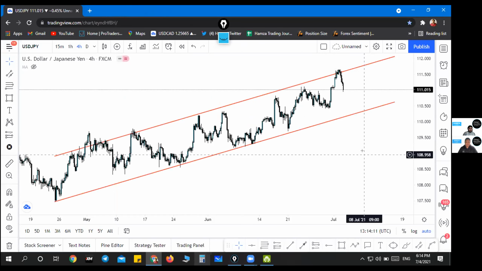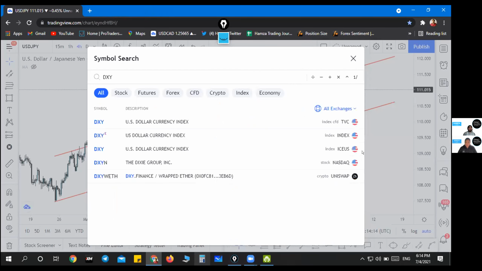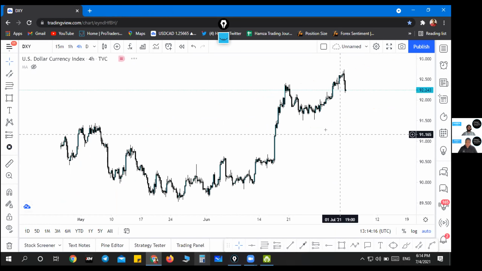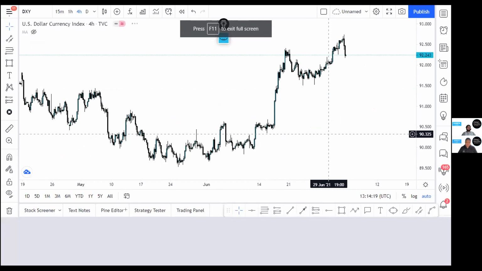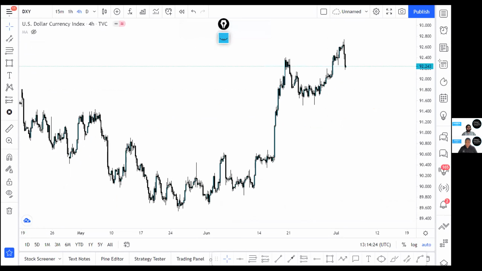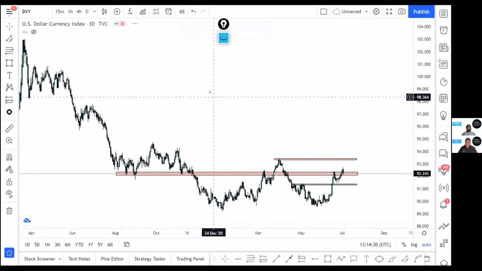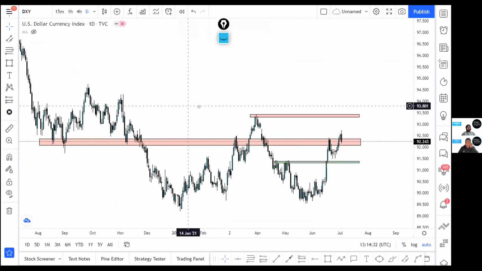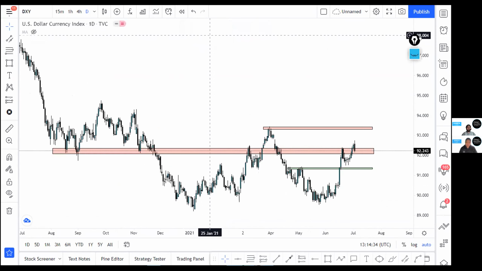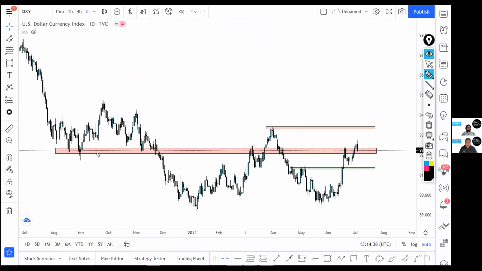So let me first of all have a look at DXY. This is the 4-hour chart on DXY. First of all, let me start from the daily time frame. As we can see here, DXY has touched this resistance zone. This was a support right here, then acted as a resistance, then again acted as a resistance. Right now it is connecting with this resistance area.